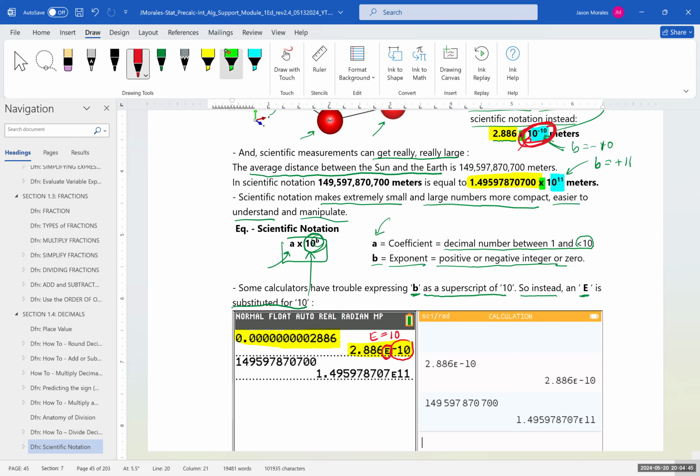And then you can see here in this average distance between the sun and the earth, it converted it also to scientific notation. And instead of having this base 10 here, 10 to the 11 power, it substituted this capital E for the 10.